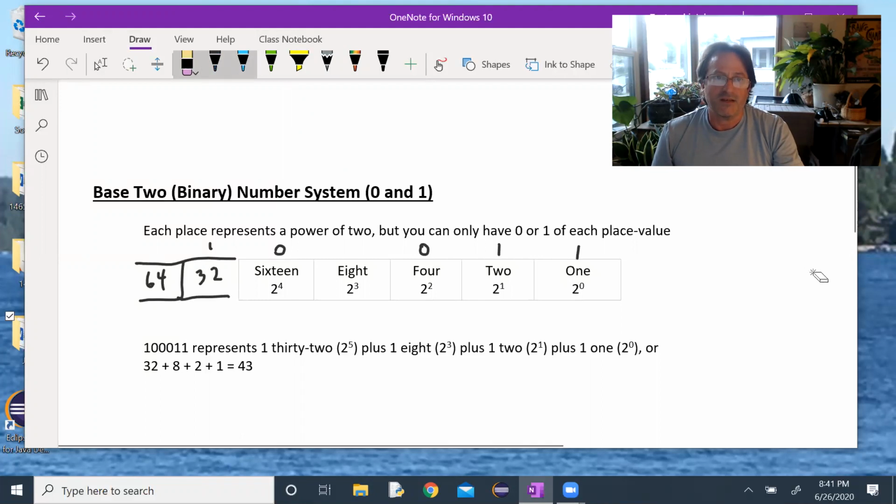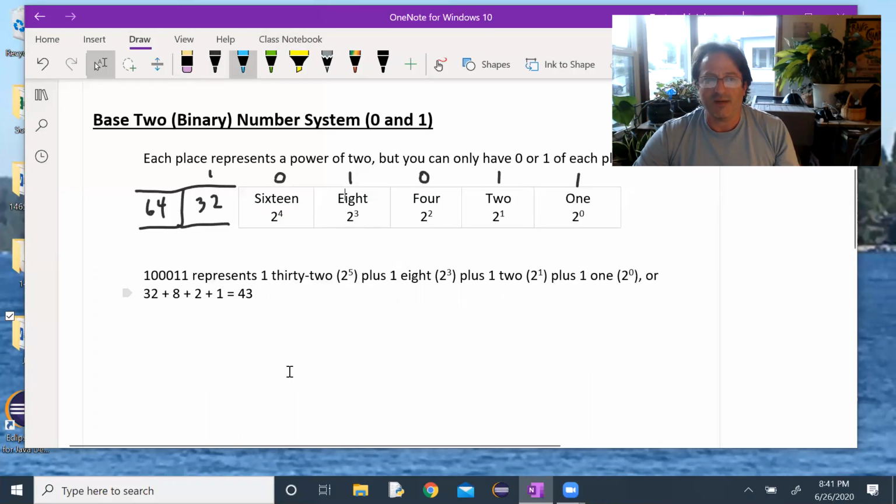Okay, try this again. So it should be 1, 0, 1, 0, 1, 1. And that would be 2 to the 5th, plus 1 of 2 cubed, plus 1 of 2 to the first, plus 1 of 2 to the 0, or 32 plus 8 is 40, plus 3, 43.